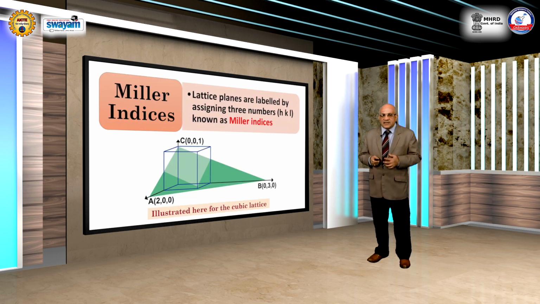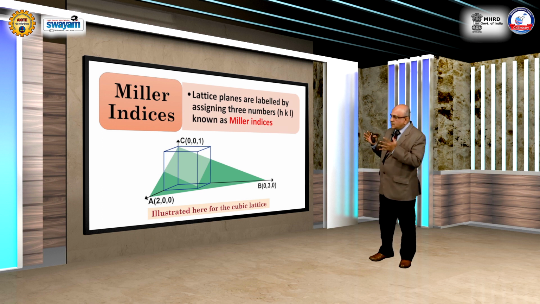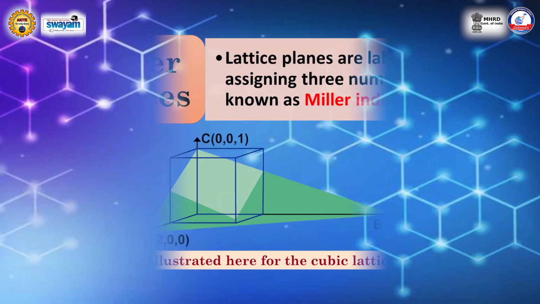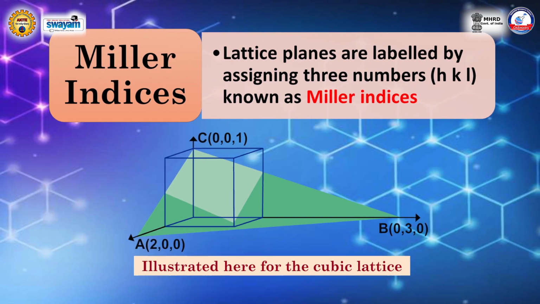So, what are these HKL planes? Now, these are also called Miller indices. So, you see in this cube which is drawn, if you take the lattice plane which is shaded in green and you want to index the pattern, then this plane has to be assigned 3 numbers, and these numbers are HKL and are known as Miller indices.